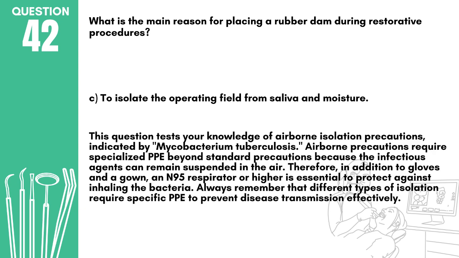Answer: C. To isolate the operating field from saliva and moisture. This question tests your crucial knowledge of isolation techniques in restorative dentistry. The keyword main reason for placing a rubber dam points to its primary benefit. The dental dam creates a barrier that completely isolates the tooth or teeth being worked on from the rest of the oral cavity. This provides a dry, clean operating field free from saliva, blood, and other contaminants, which is essential for the success and longevity of many dental materials, especially composites.